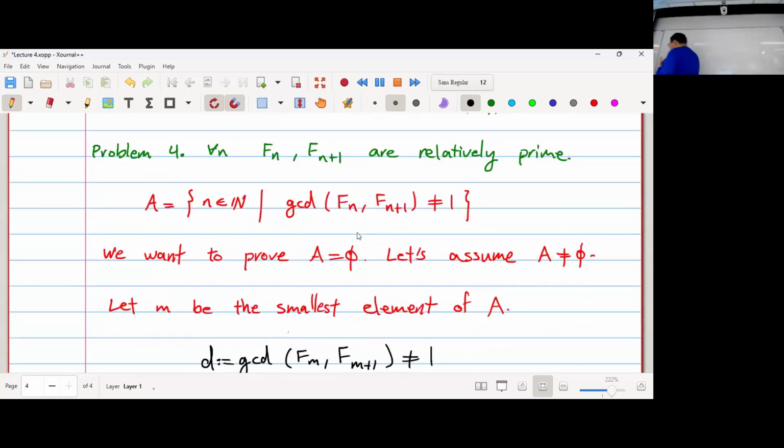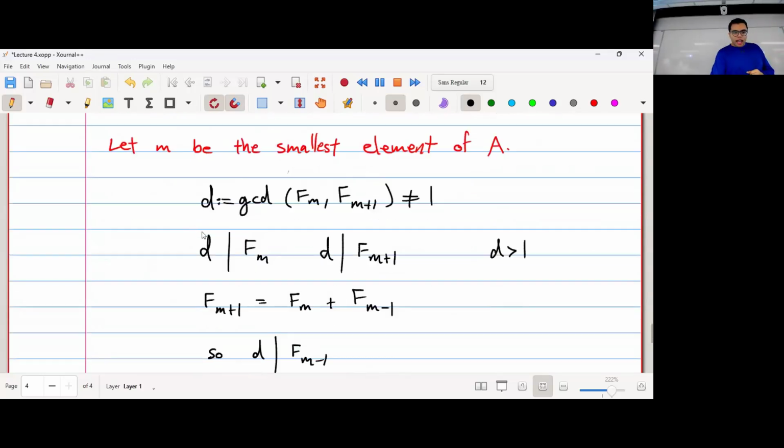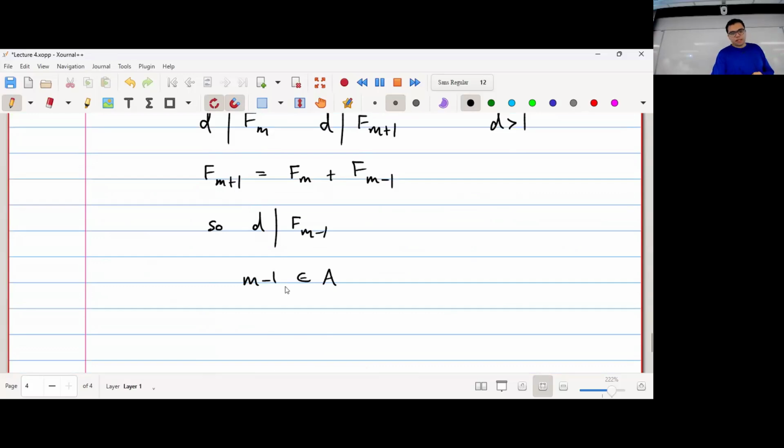Now I could make the exact same argument, but I could also make it with infinite descent. The way I would make it with infinite descent is, instead of saying let's look at the smallest element of A, I would just say, let's look at any element of A. Let M be any element of A, and I would then do the exact same thing and say M minus 1 is also in A. So now I can make a sequence. I can say M is in A, so M minus 1 is in A, so M minus 2 is in A, and so on. This is an infinite sequence, and it's decreasing. We cannot have such a sequence.